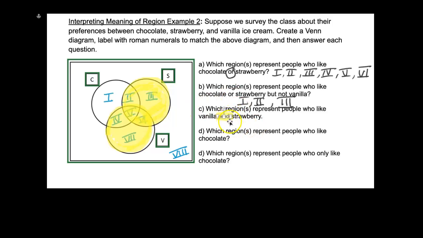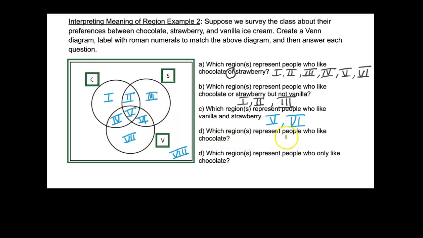This is actually a really good thing to talk about here. If it said vanilla or strawberry, then you would circle everything that I just circled there. But since it says and, that means that we have to look at the region that has vanilla and strawberry together. It's different than or. So basically where they're overlapping. That would be where strawberry and vanilla overlap, which is right there. Just to show you, the strawberry circle is right here, and the vanilla circle is right here. Where do they overlap? Where that yellow shaded region is. So for C, it's only going to be regions 5 and 6.